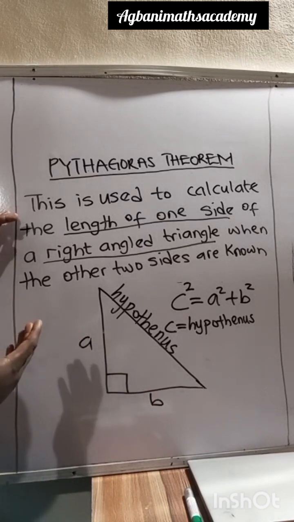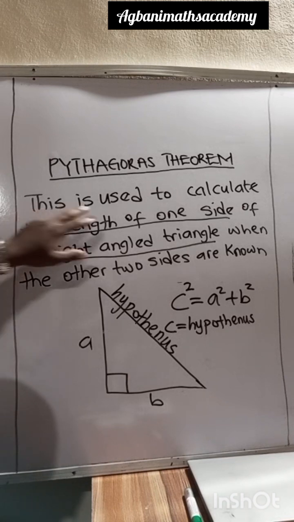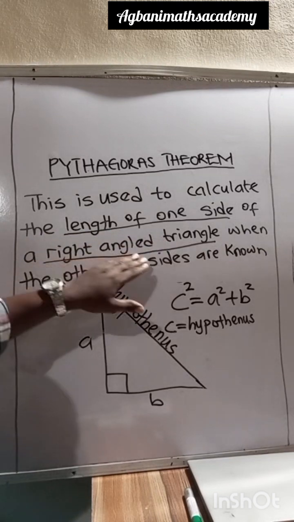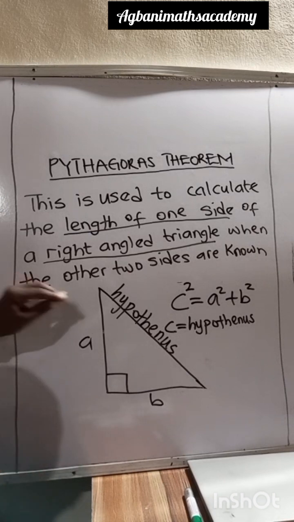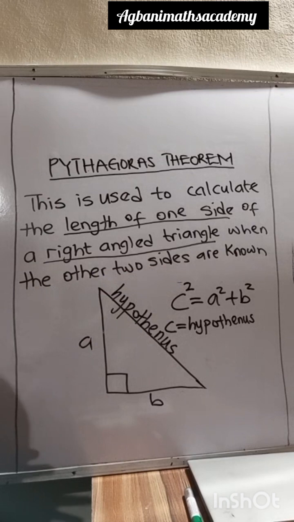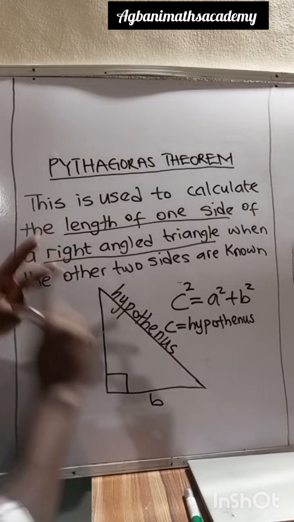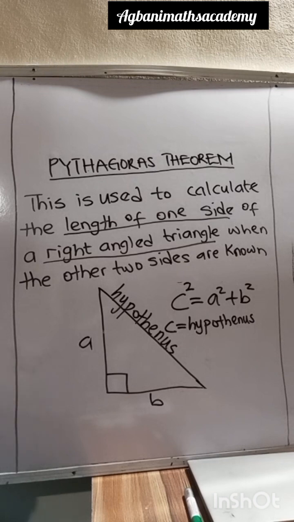So let's go through what Pythagoras Theorem is used for again before we start solving questions. Pythagoras Theorem is used to calculate the length of one side of a right angle triangle. Are we using it for any type of triangle? No. For a right angled triangle, when the other two sides are known. So for us to use it, one, it must be a right angle triangle. Two, at least two sides must be known. So let's look at some questions that we can solve together.